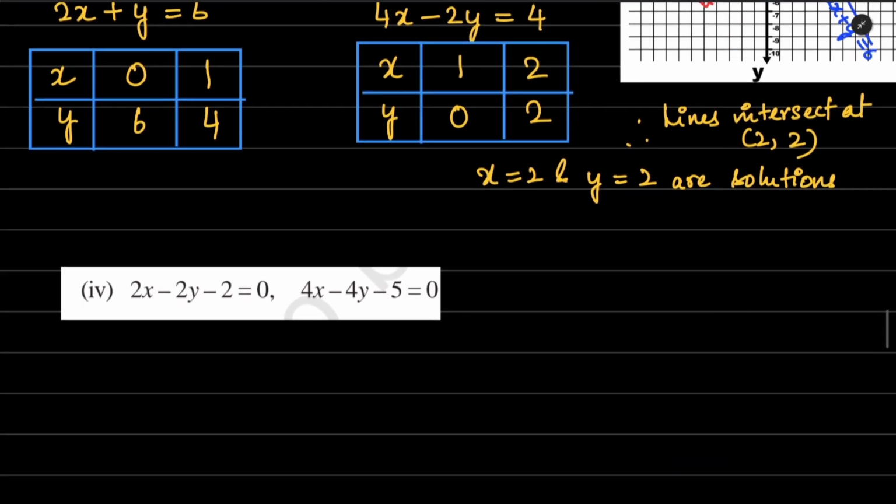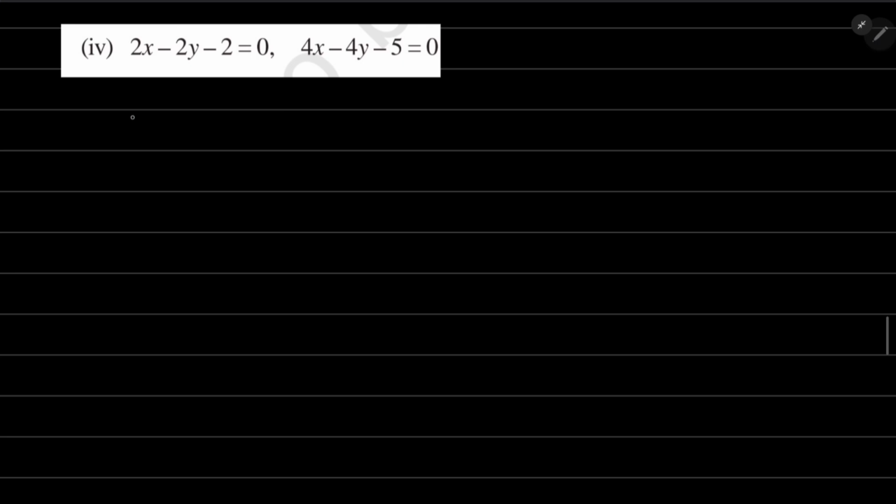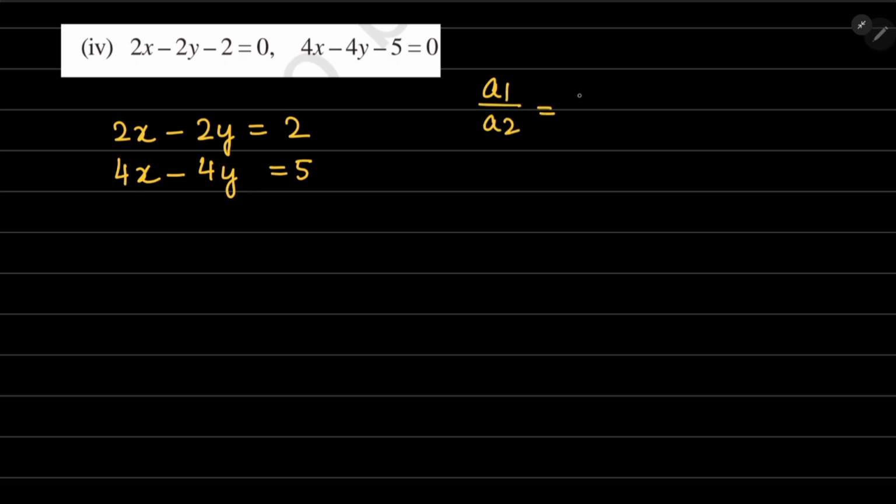Now moving on to the fourth one. Again, let's do it the same way. So 2x minus 2y equal to 2 and 4x minus 4y equal to 5. So if you take the ratios, what do you get? A1 by A2? It is 2 by 4, which is 1 by 2. What is your B1 by B2? Minus will get cancelled again. It's 2 by 4, which is 1 by 2. And your C1 by C2, which is nothing but 2 by 5.